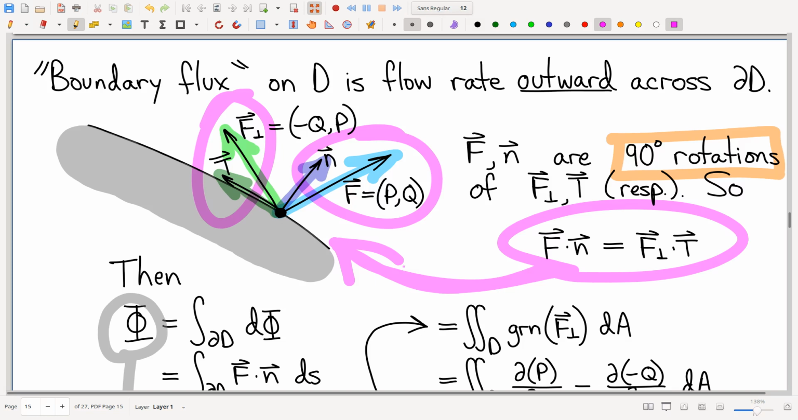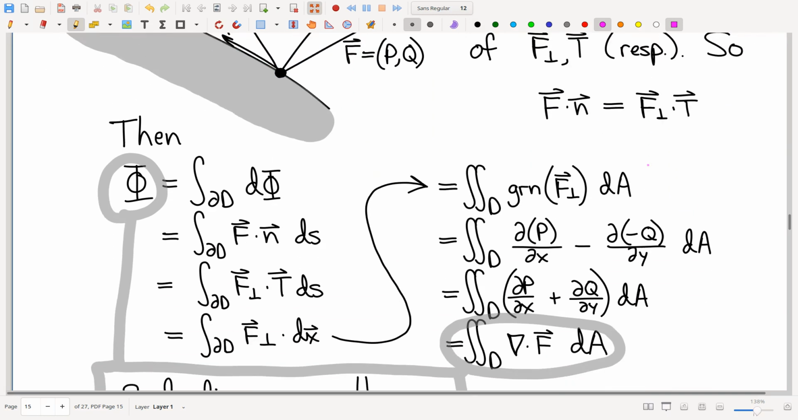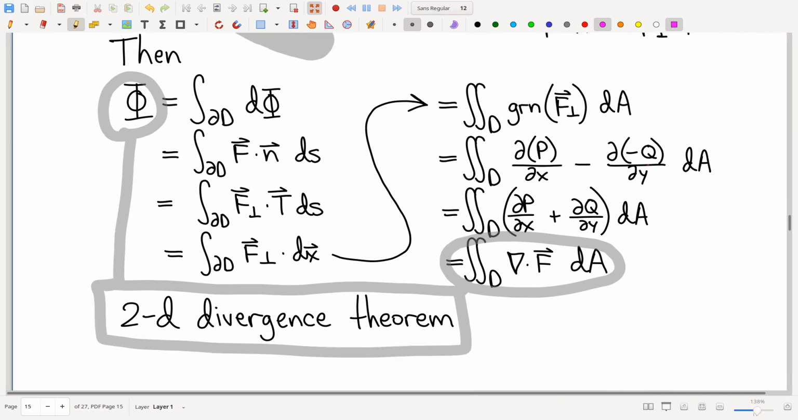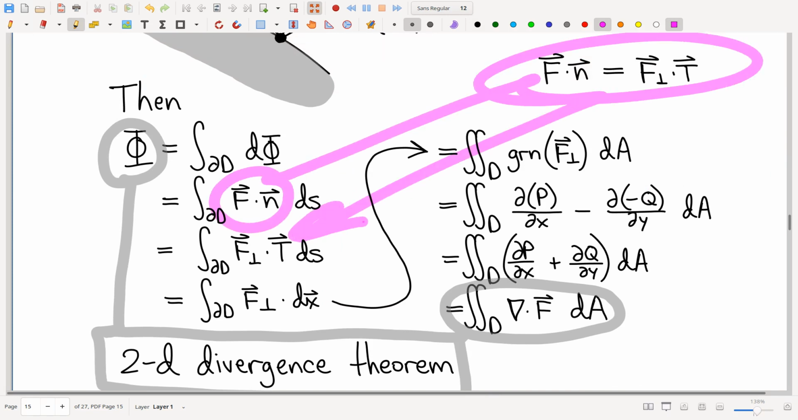Okay, who cares? What does this have to do with us? After all, we were down here trying to compute this boundary flux. Well, check it out. I had F dot n, and now I'm just going to translate that to F perp dot t. Why does this help me? Well, this helps me because t ds is dx, and now we're back in business.